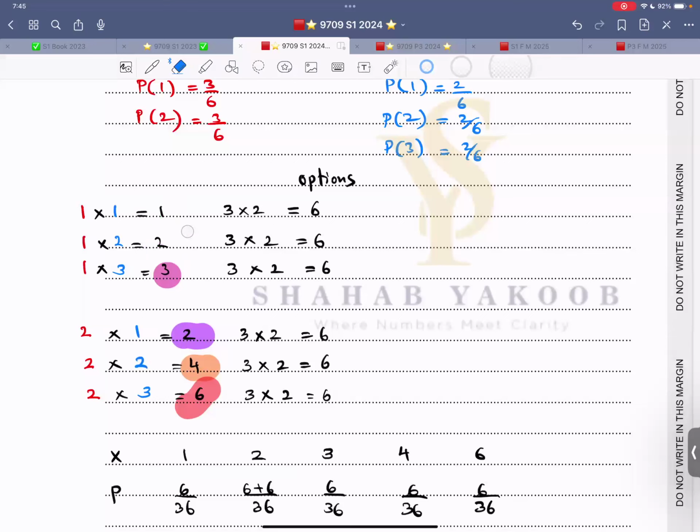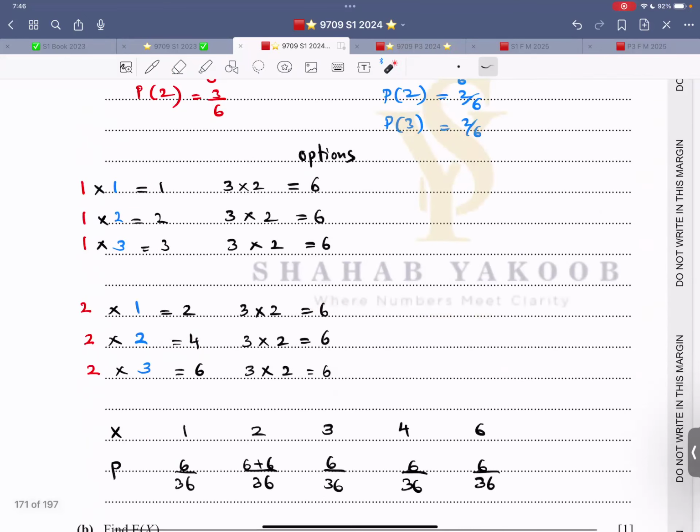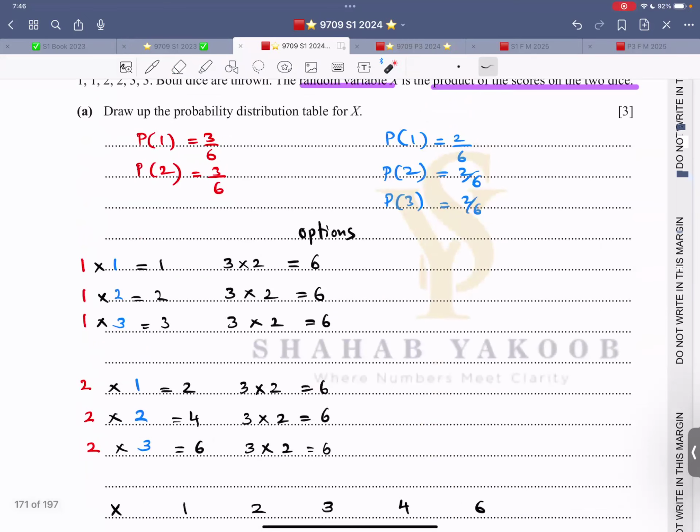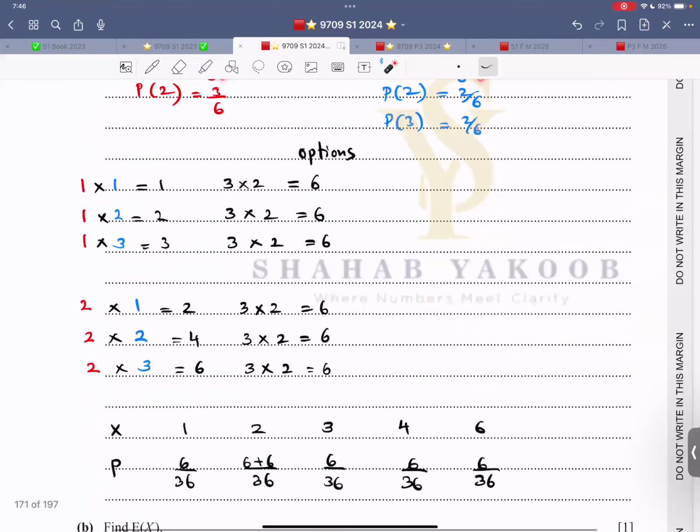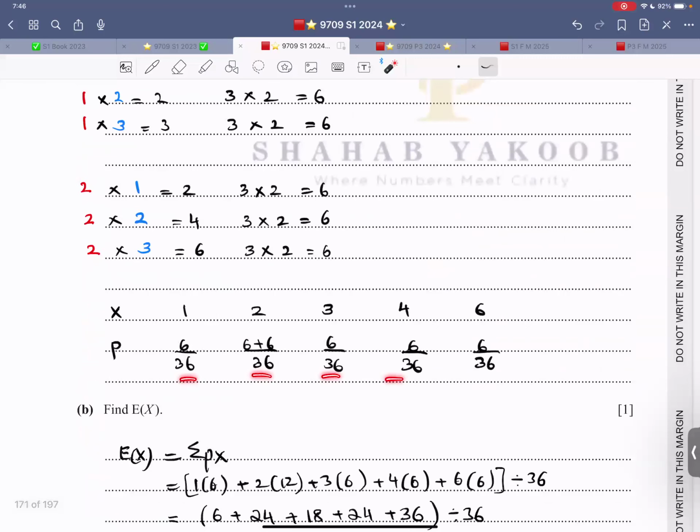Now let me remove this thing, which I wrote initially for my own working. So now, are all 6 scores different? No. 1 is alone, 3 is alone, 4 is alone, 6 is alone, 2 occurs twice. So there are 6 options for 2. There are 6 options for 2. Altogether, it's 12. The other options are 6 each. And this is the denominator, 6 into 6, that is 36. So therefore, the denominator for each is 36.